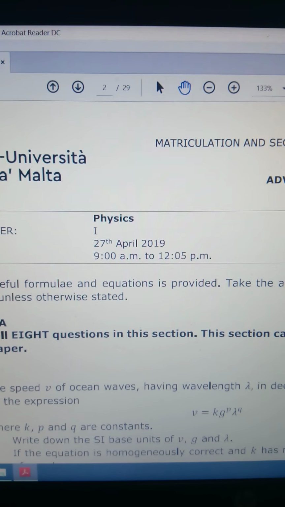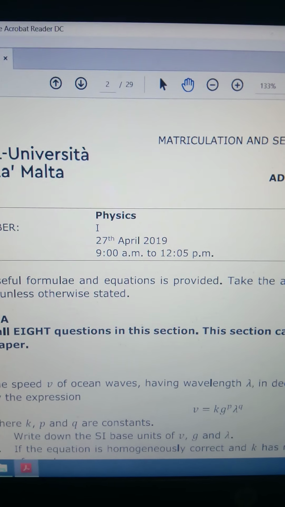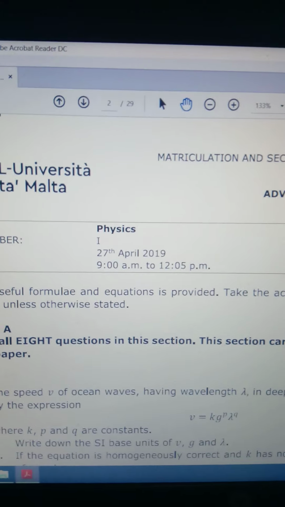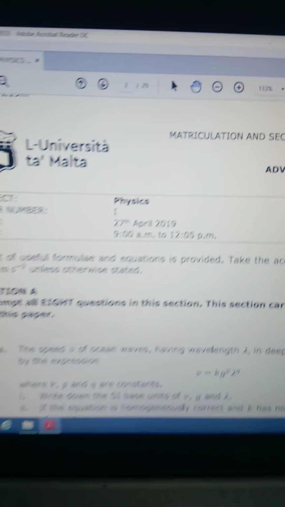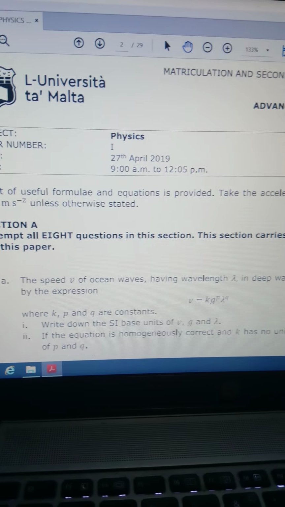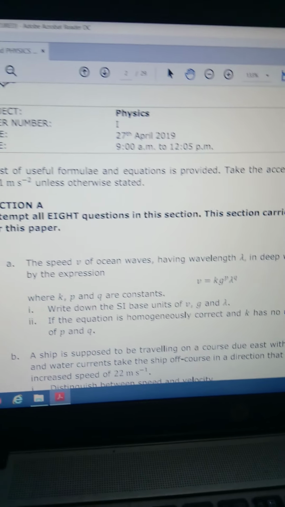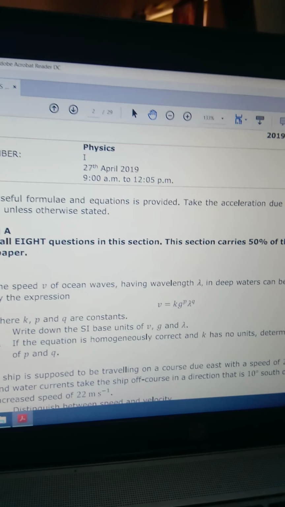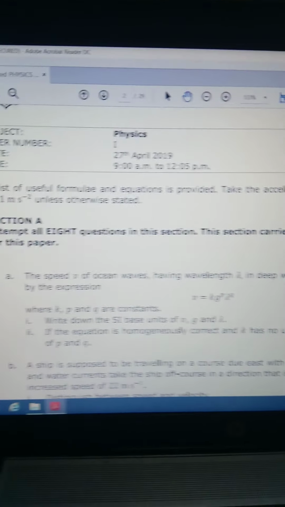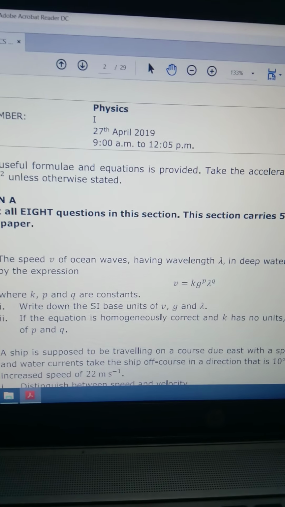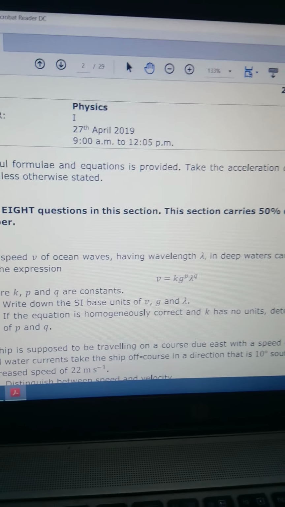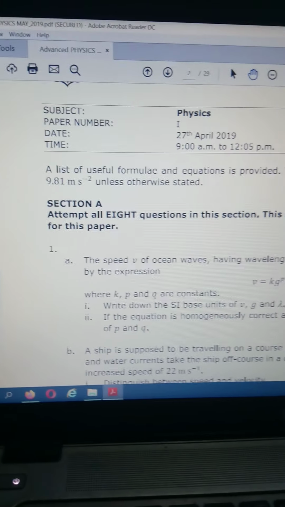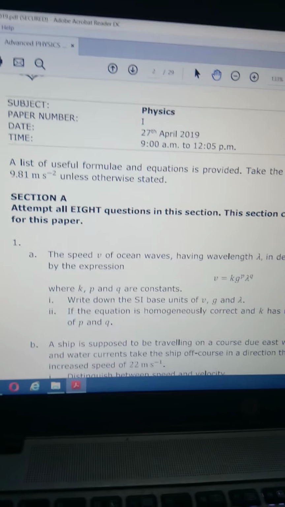I'm going to start working Physics Paper 1, 2019, Question 1. The speed of ocean waves having wavelength lambda in deep waters can be approximated by the expression V equals K G to the P lambda to the Q. Write down base units of V, G and lambda.